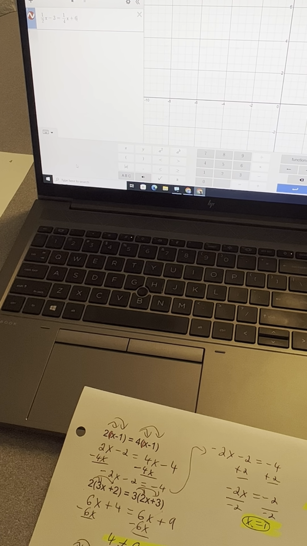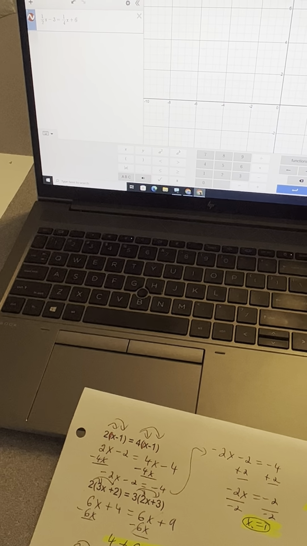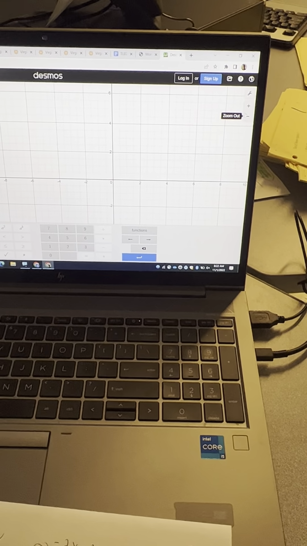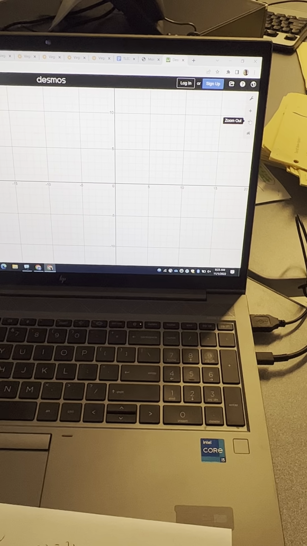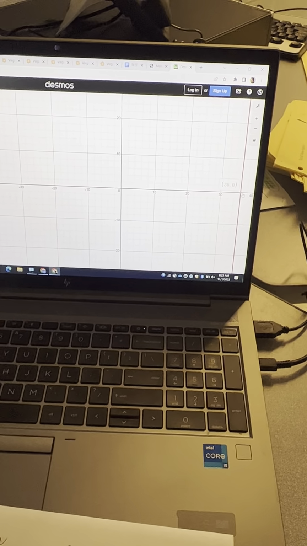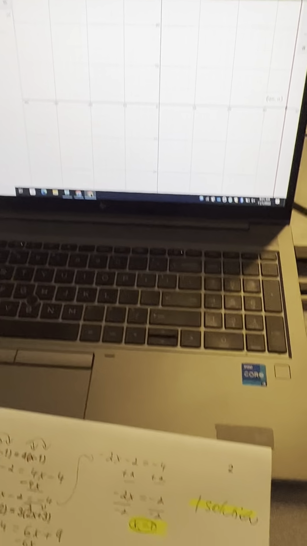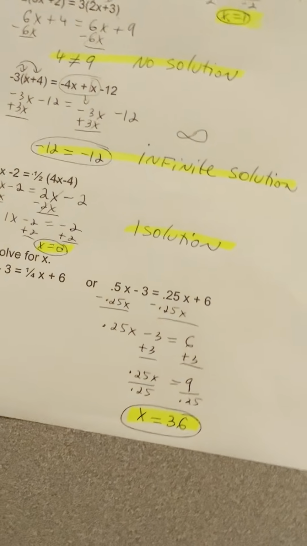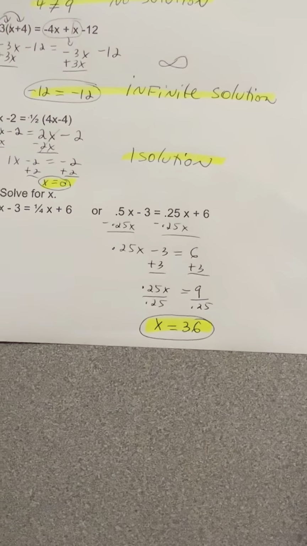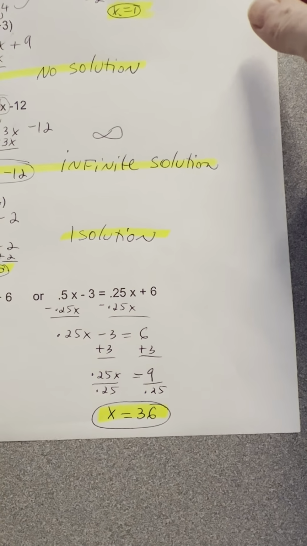I typed in the whole equation. Now, nothing's showing on our graph. That's okay. So what you might have to do is zoom in. Zoom out, I mean. Excuse me. See that minus? Oh, see that minus right there? So you're going to hit it a couple times. Look at that. There is a line. You click on that line, and our x is 36. And guess what it was? Our x was 36. See that? So we did our solution correctly.